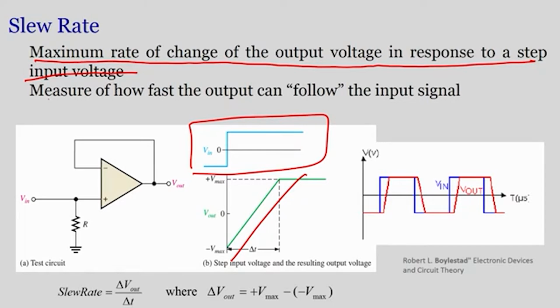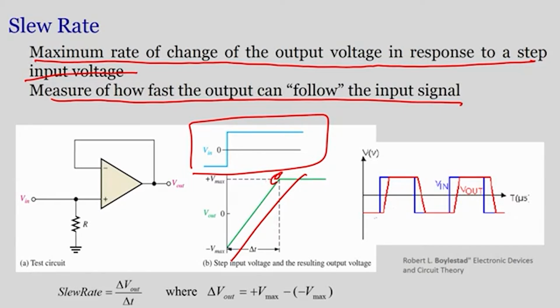It is also a measure of how fast the output can follow the input signal. It helps us understand how fast the output can follow the input signal. So, when I give an input signal, how fast I get the output, that is a measure of slew rate.